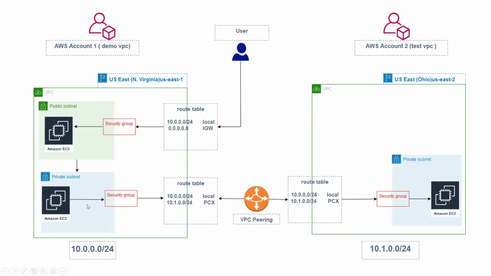From this account 1 we are going to connect to account 2 via VPC peering. This VPC peering is only going to help us talk between two different EC2 instances which are available in two different AWS accounts in two different regions. It could be the same region also, but for this demo purpose we are going to use two different AWS accounts. Let's jump on to create this setup.